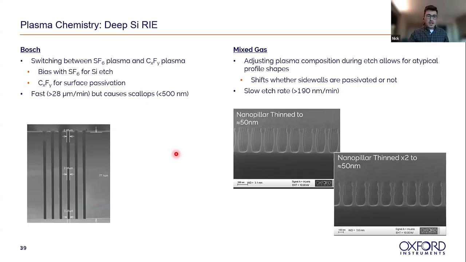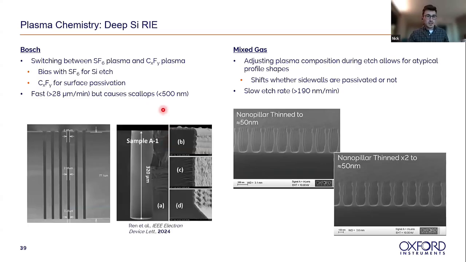One of the main things we can also tune, so with deep silicon reactive ion etching, the plasma chemistry is extremely important. So I mentioned the Bosch process, that's switching back and forth between SF6 plasma and some kind of CF plasma. During the Bosch process, you'll bias etch with SF6. So that etches down into the material a bit. You'll then do a passivation, so intentionally form polymer on your surfaces. And then you'll do the directional etch again.